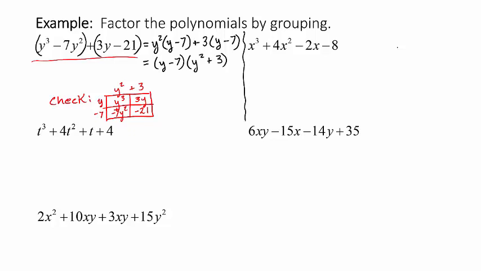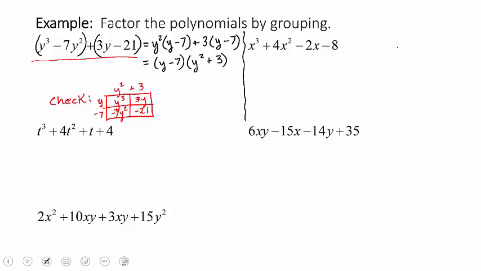It's a method that we may use. You can also just simply FOIL it. It's just a matter of when we multiply it all out, do we get what we started with? On to this next expression, x cubed plus 4x squared minus 2x minus 8.